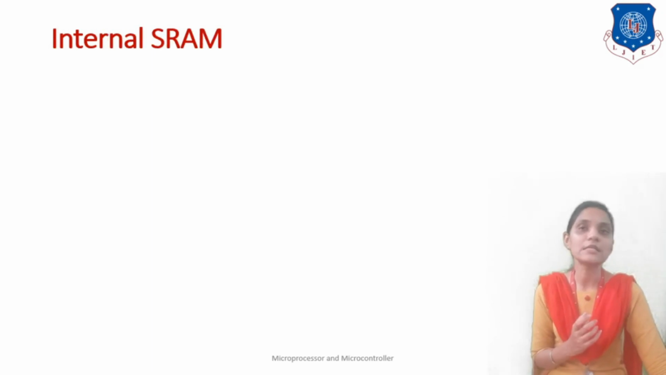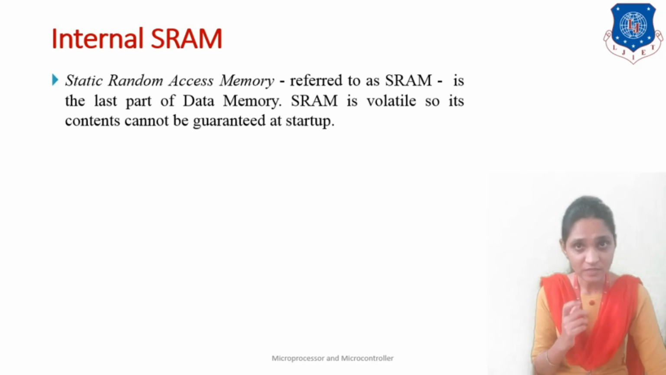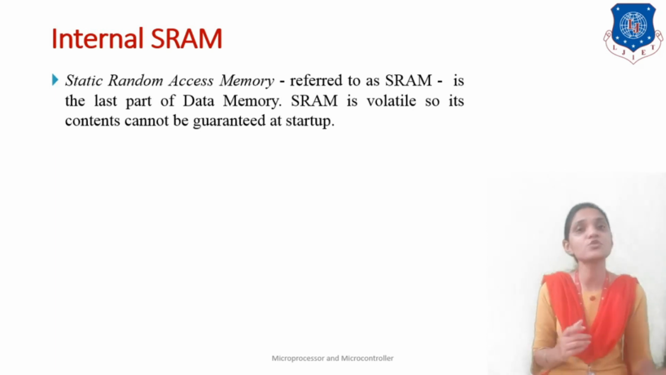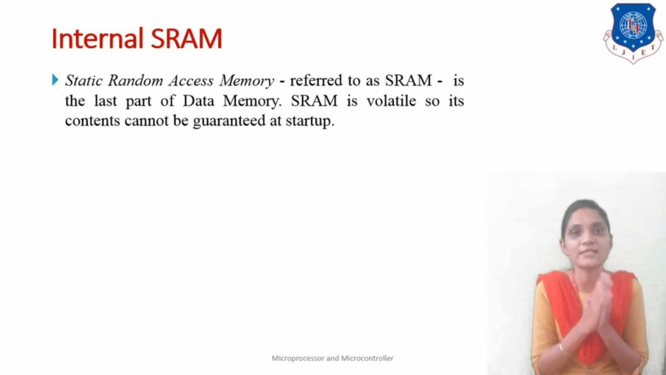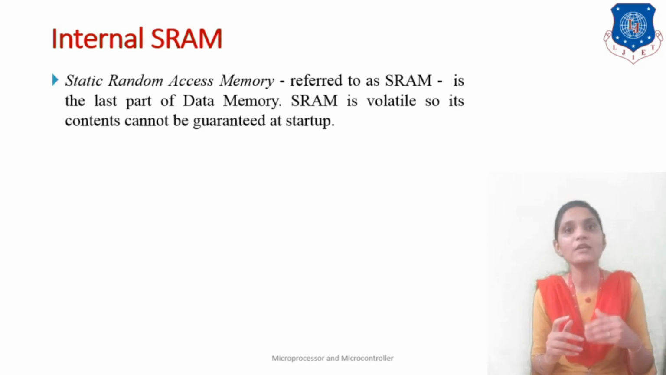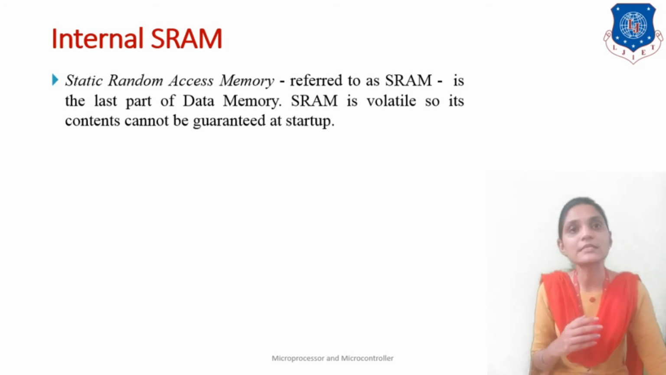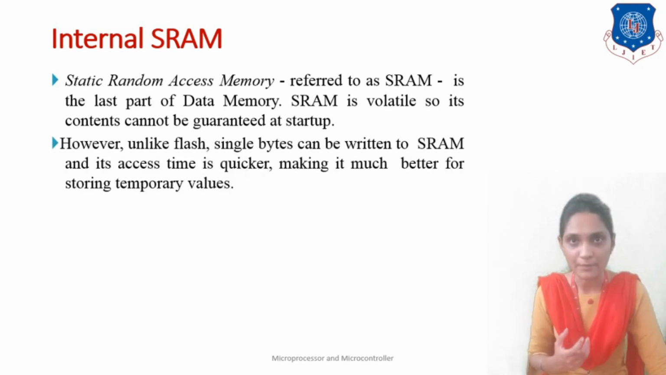Next we will see the internal SRAM, that is the fourth portion of the data memory. SRAM is known as static random access memory. Okay, and it is the last part of the data memory. It is volatile memory, so its contents cannot be guaranteed at the start. It will have some garbage value or some zero value. Okay, so this is the volatile portion of your memory.